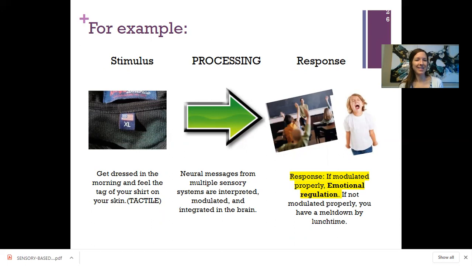Last example here. So you get dressed in the morning and there's a little tag on your shirt that your parent forgot to cut out. That tactile information goes to your brain for processing. If it's modulated and processed correctly, your brain's going to just habituate to it, so it's going to basically forget that the tag is there in your clothes. If it's modulated properly, you're going to be the kiddo on the left raising your hand in class and just forget about it and go on with your day. But if it's not modulated properly, then you might over-respond to that little tag in your shirt and have a meltdown by lunchtime.